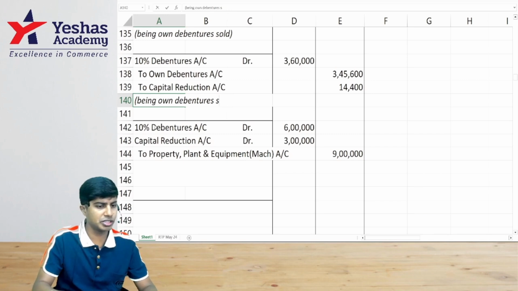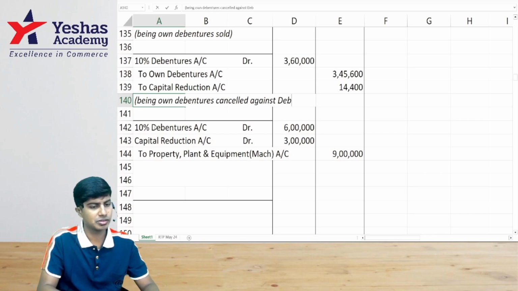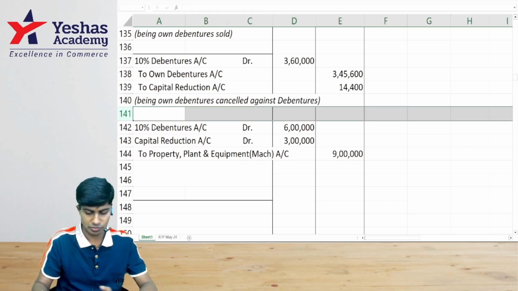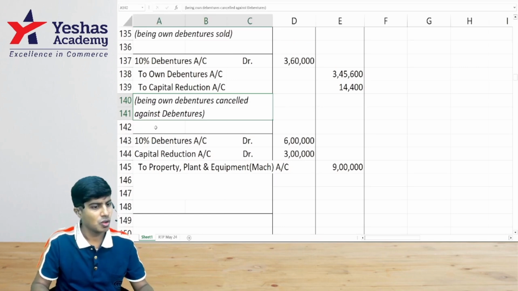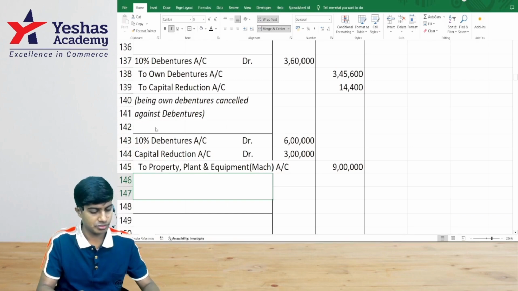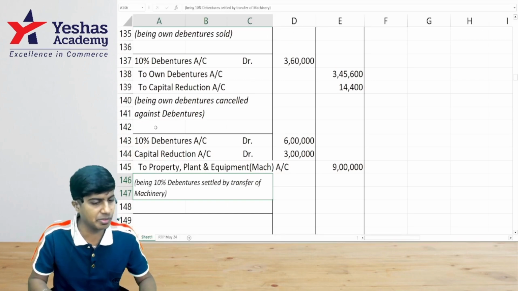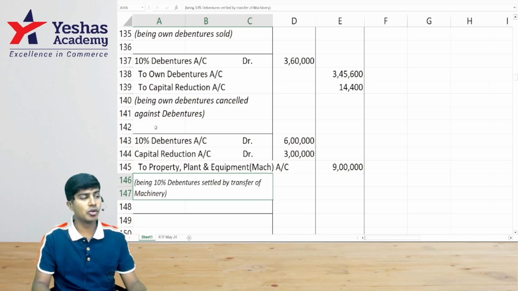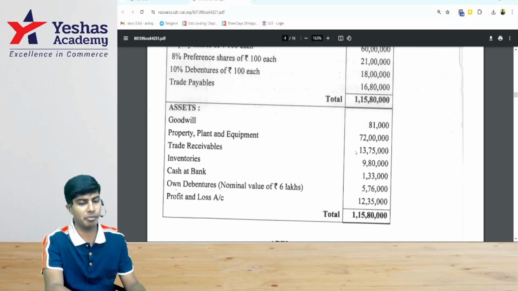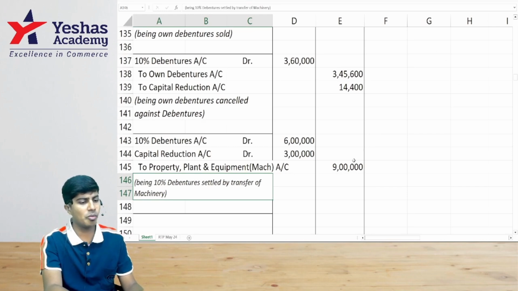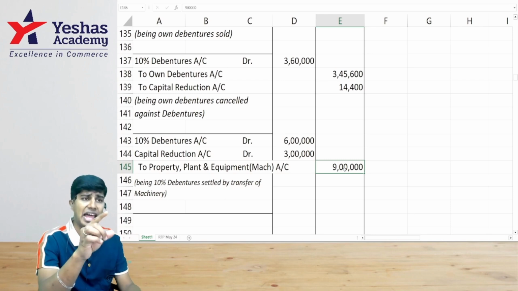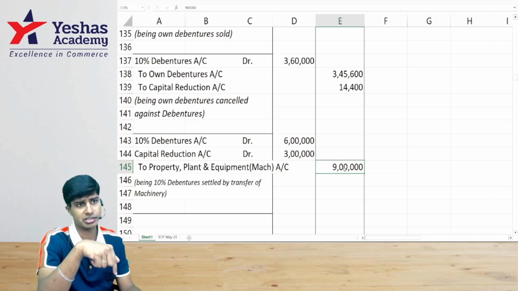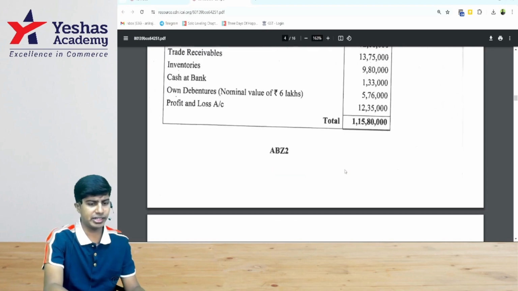Okay. Being own debentures cancelled against debentures. Here, narration. What's happening? Being 10% debentures settled by transfer of machinery. So we had how much of machinery with us? Property, plant and equipment, 72 lakh. In 72 lakh, how much of property, plant and equipment has gone? 72 minus 9. 63 lakhs worth of property, plant and equipment is still there with us. Got that? Remember that and then let's read the next adjustment.